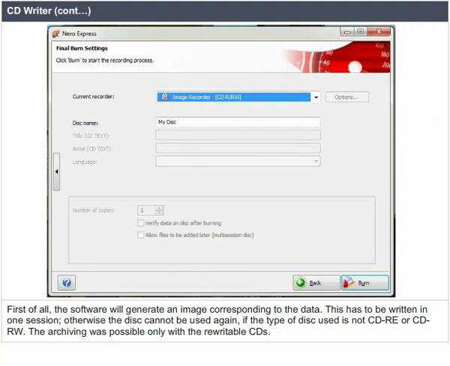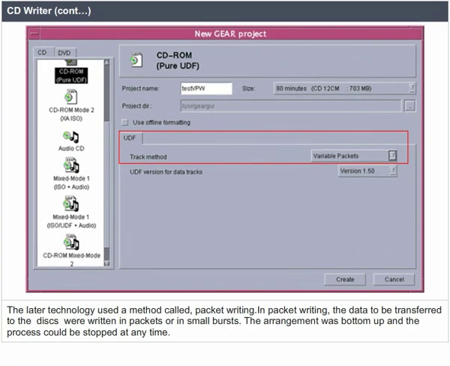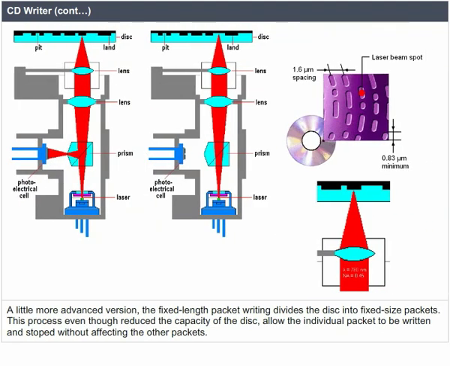The later technology used a method called packet writing. In packet writing, the data to be transferred to the disks was written in packets or in small bursts. The arrangement was bottom-up and the process could be stopped at any time. A little more advanced version, the fixed-length packet writing, divides the disk into fixed-size packets. This process, even though it reduced the capacity of the disk, allowed the individual packet to be written and stopped without affecting the other packets.